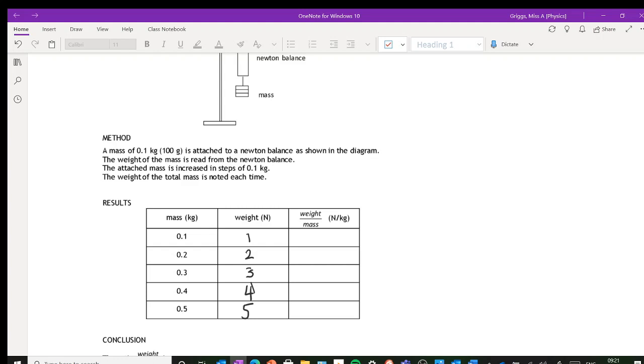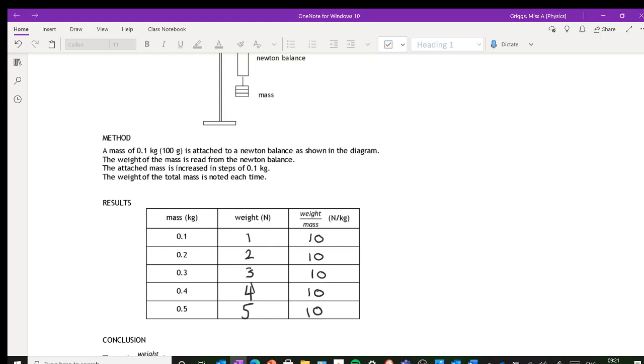So the last column is weight divided by mass. So newtons divided by kilograms, newtons per kilogram. So 1 divided by 0.1 is 10. You should be able to do that in your heads. 2 divided by 0.2. 3 divided by 0.3.